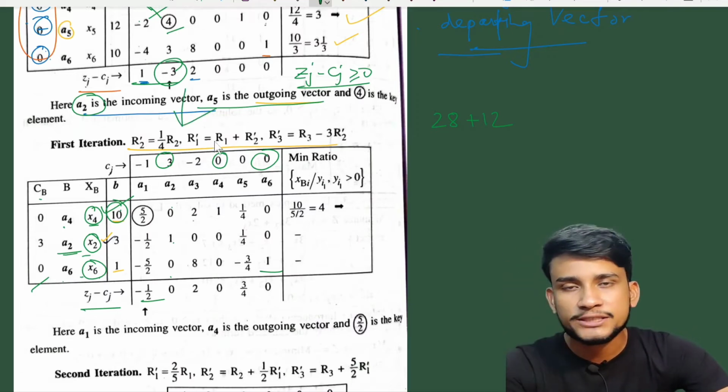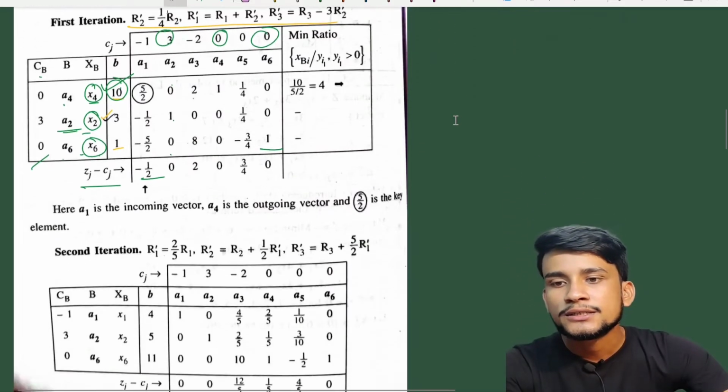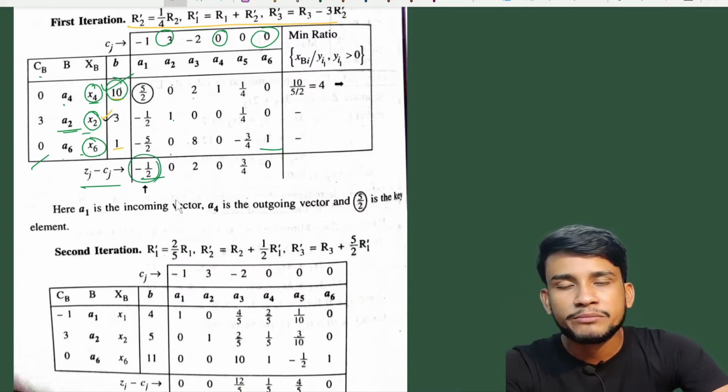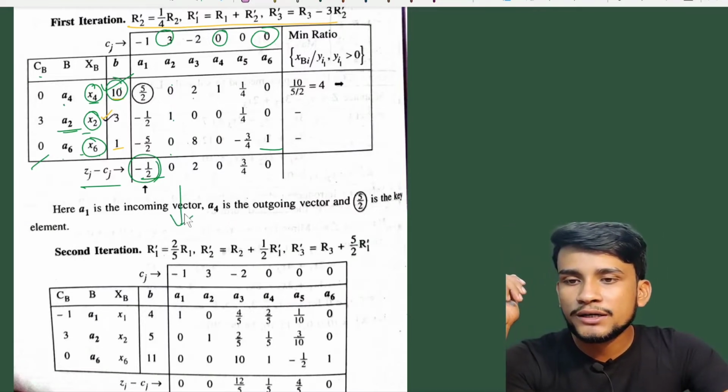So this table comes, the first iteration. Applying the same calculations, we get one negative term zj minus cj. All zj minus cj are not greater or equal to 0, therefore we go to the next step. So this is the table, and now how do we calculate the entering vector and departing vector?